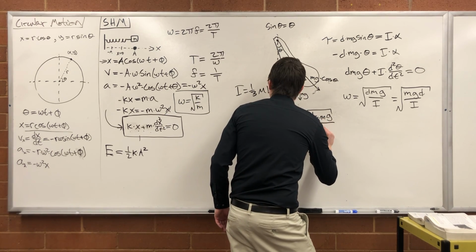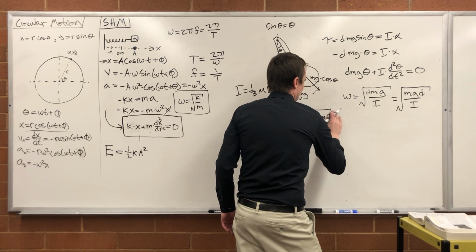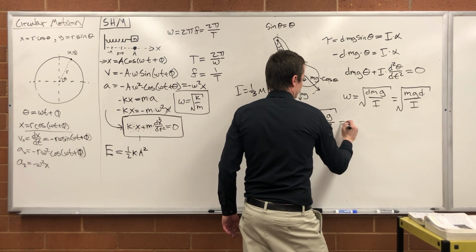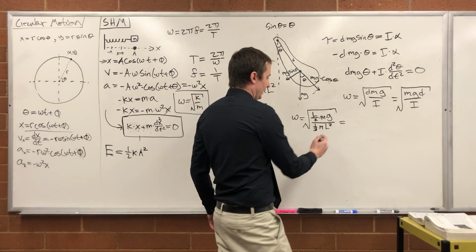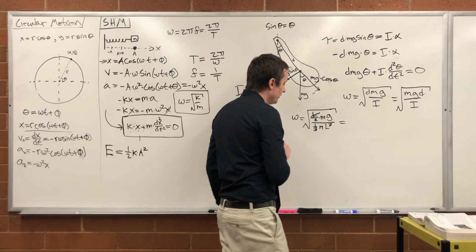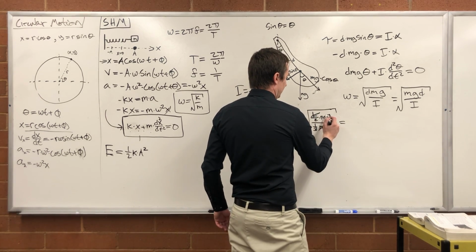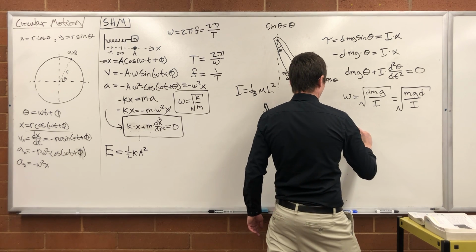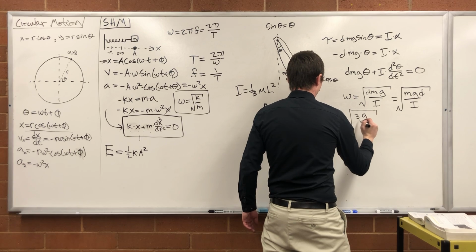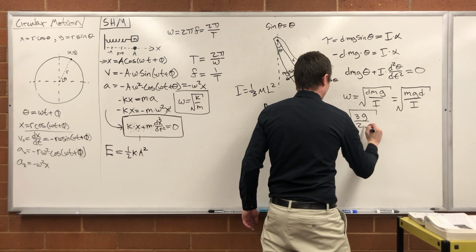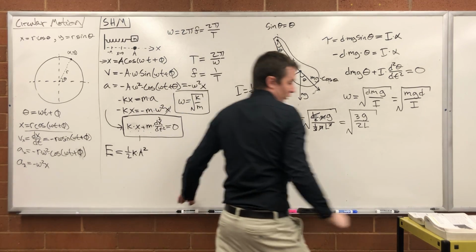So this is 1/3 mL squared. We can cancel out this L with this L, and the m's. Put the 2 down here, the 3 up here, and cancel out the m's. The 3 comes up, so we have 3g over 2L. And that should be our omega.